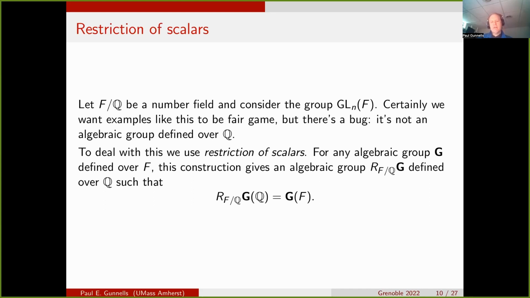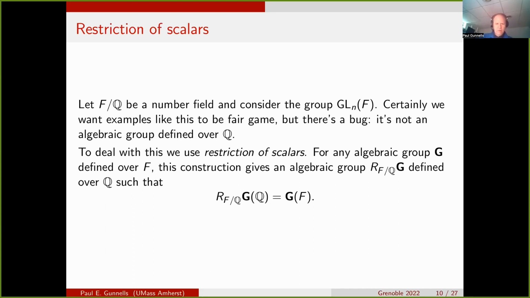It has this property that the rational points of that group are the same as the F points of this original group. So we can use it in this case. If I apply this to bold G being GLN, I make a group that is defined over Q. The polynomials that define it have rational coefficients.